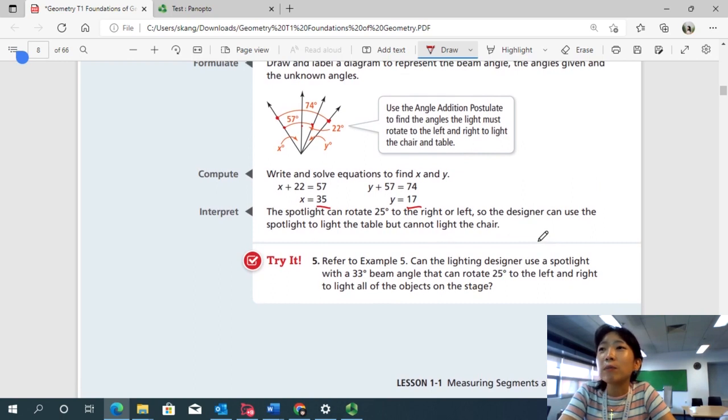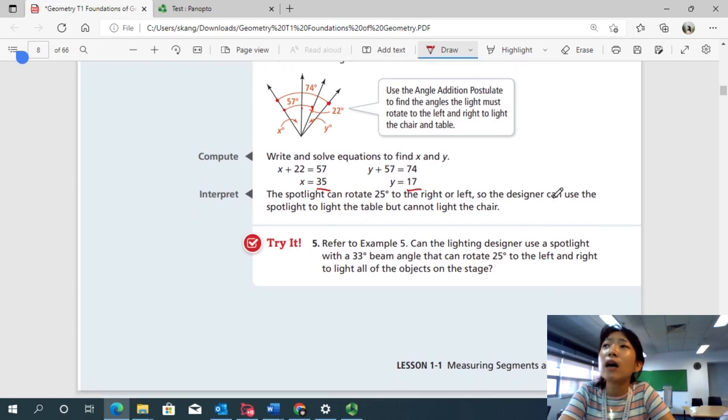So let's refer to example 5 and try number 5. Can the lighting designer use a spotlight with a 33 degree beam angle that can rotate 25 degrees to the left and right to light all of the objects on the stage?